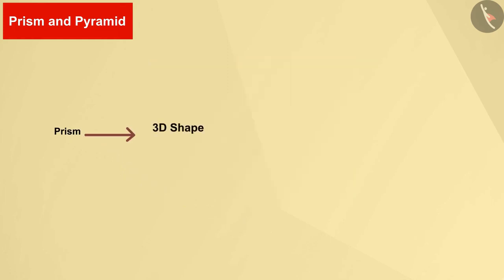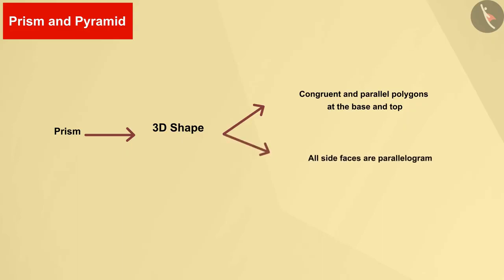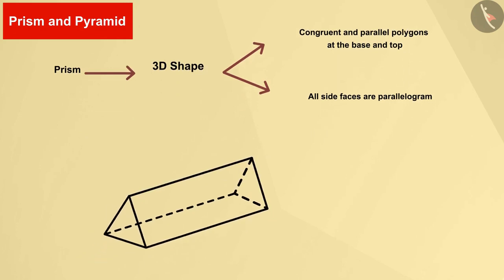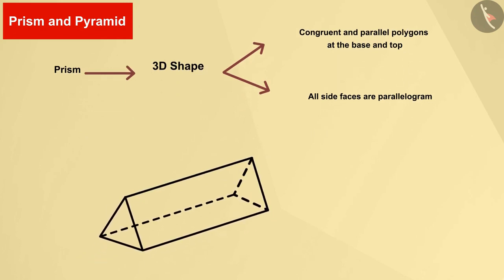Prism is a 3D, means three-dimensional shape, whose base and upper end are congruent and parallel, and all side faces are parallelograms. Let's look at some of the shapes and understand prisms. Look at this three-dimensional shape here. Some lines are dotted here. These are lines that cannot be seen from this view. Look at the base and the top end of this shape. It is a long figure with base and upper ends.